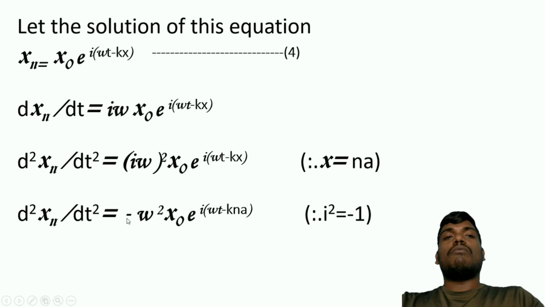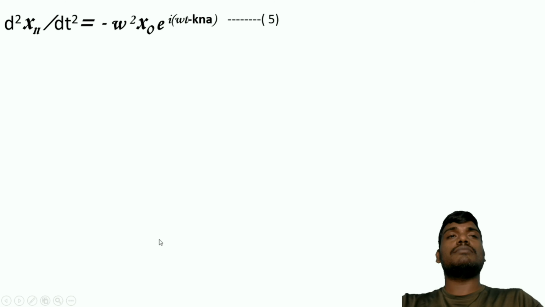Next, why minus? Because i² is equal to minus 1. i² is taken outside the bracket, and i² equals minus 1, while omega square we write as it is. Then d²xn/dt² is equal to minus omega square x naught e to the power of i(omega t minus kna). This equation is named equation 5.